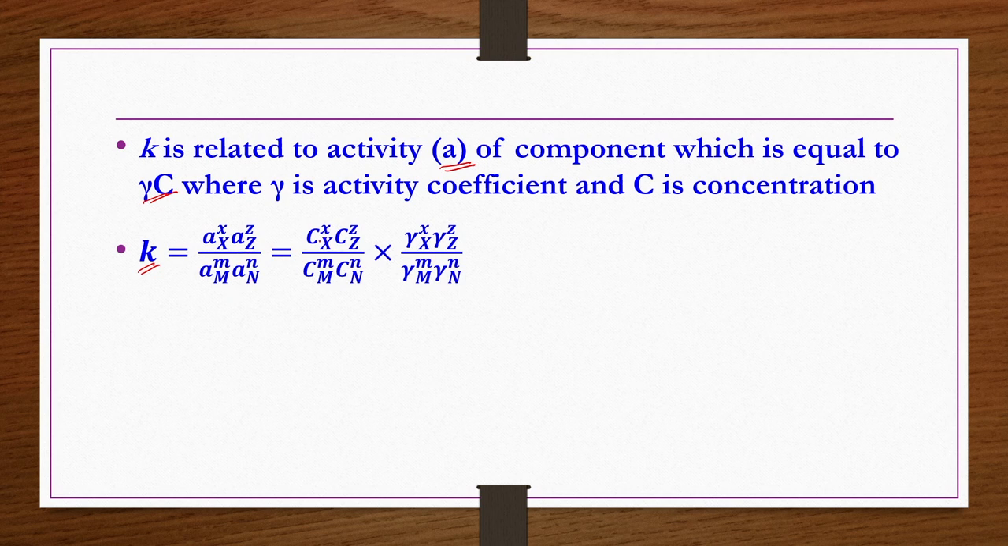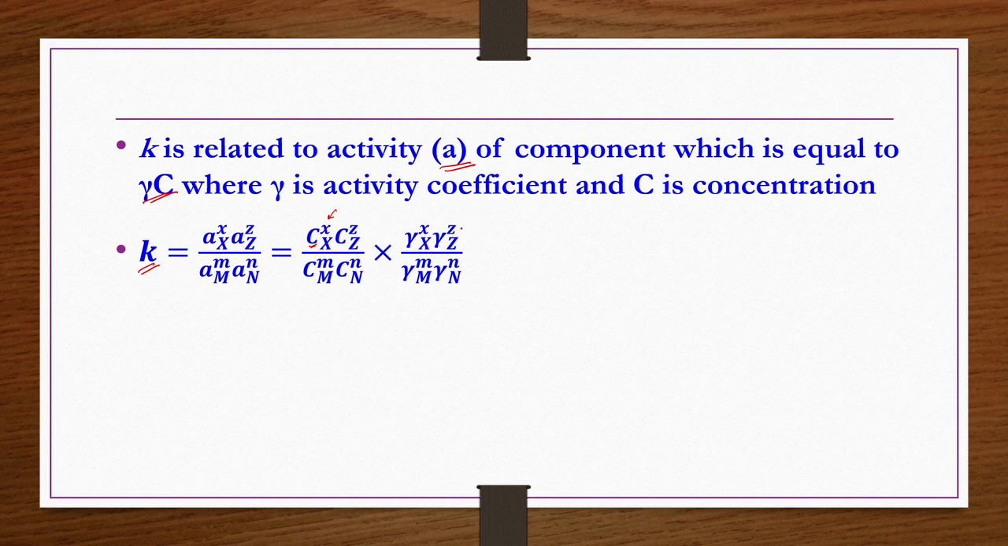Now, activity is related to the concentration of that particular component. C suffix capital X is nothing but the concentration of that component at equilibrium, right? And then the power of x is the stoichiometric coefficient. Like that, C_z to the power z, etc. And then it is multiplied by the activity coefficient gamma. Gamma suffix X stands for the activity coefficient of that particular component X.